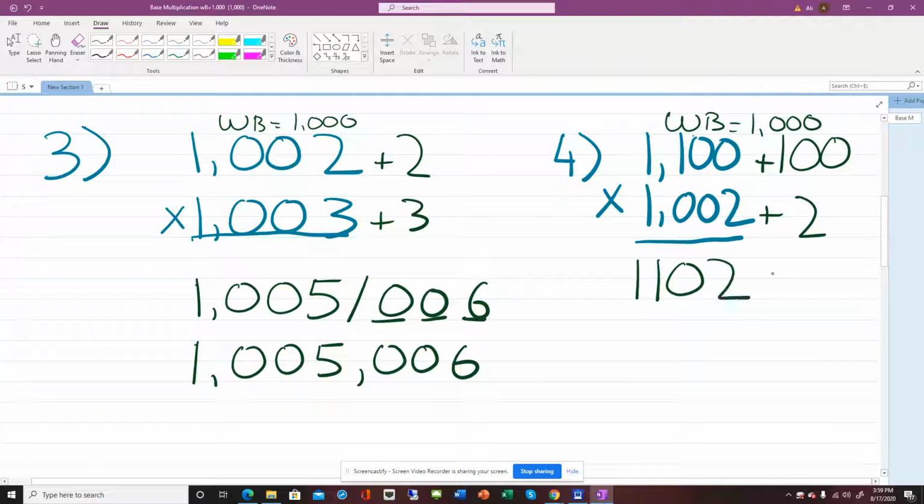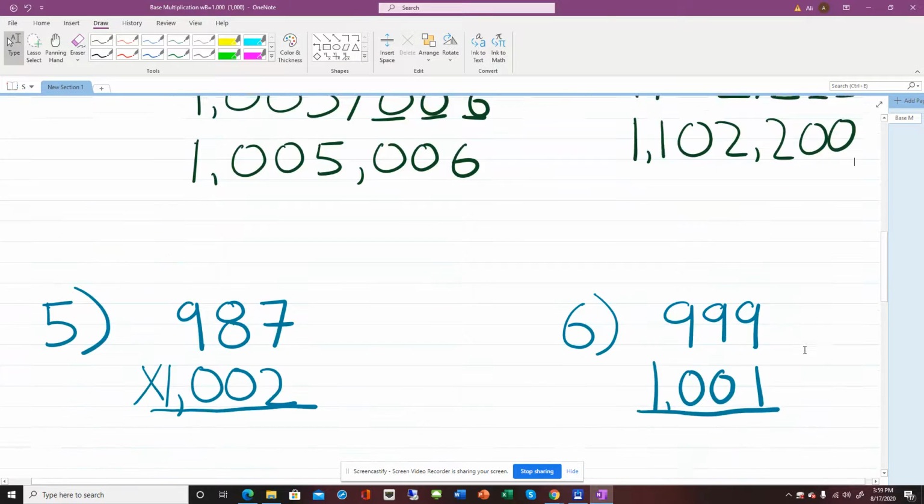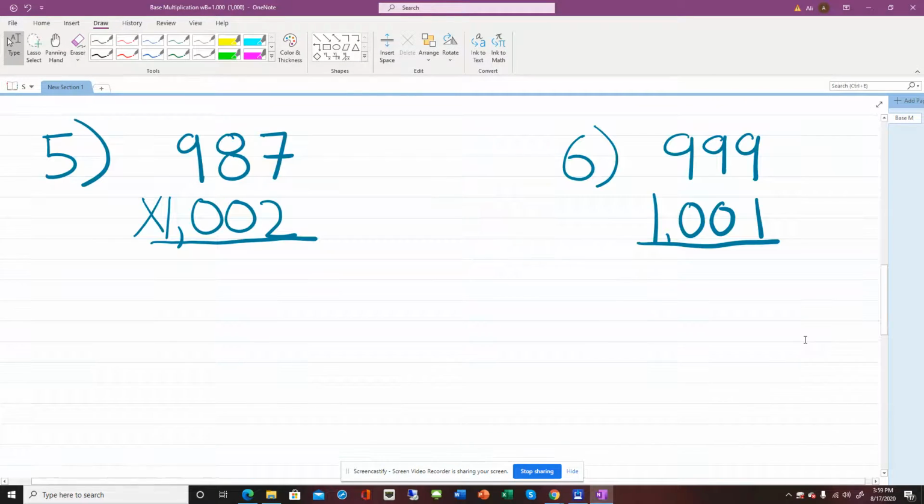1102 is 3 spaces. 100 times 2 is, what's 100 times 2? 200. So it works out perfectly. Final answer, 1,102,200. So pretty amazing, right? Again, this one, our working base is 1,000.